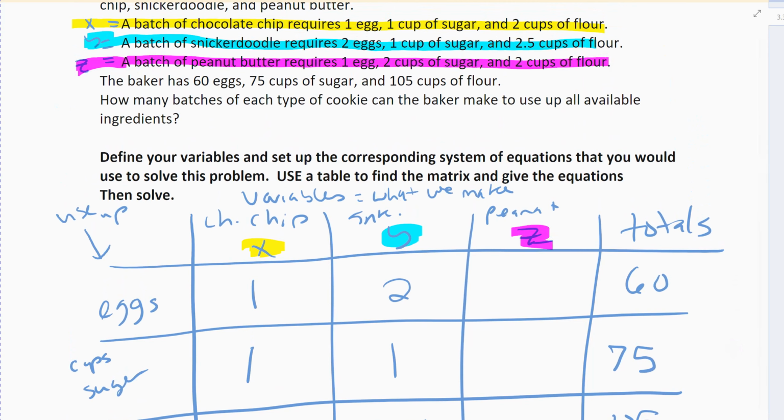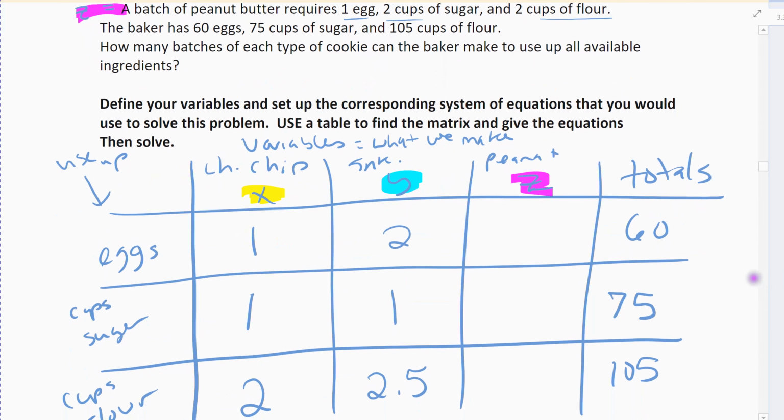Alright, so my batch of peanut butter cookies requires 1 egg, 2 cups of sugar, and 2 cups of flour. So I write those down. 1 egg for my peanut butter, 2 cups of sugar, 2 cups of flour.